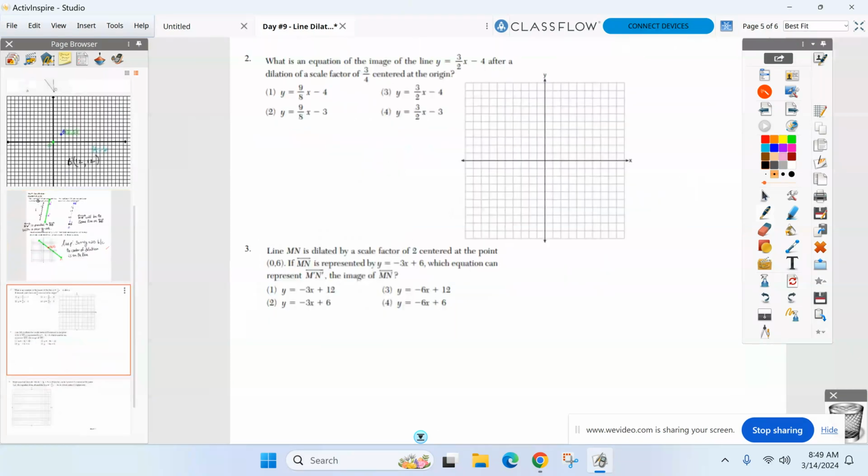the equation. All right, number 2, we're going to take y = 3/2 x minus 4, dilate it by 3/4, centered at the origin. So go ahead, get an idea of what that line looks like. Again, you want to graph it using slope and y-intercept. You want to use your calculator. Get the job done, please.